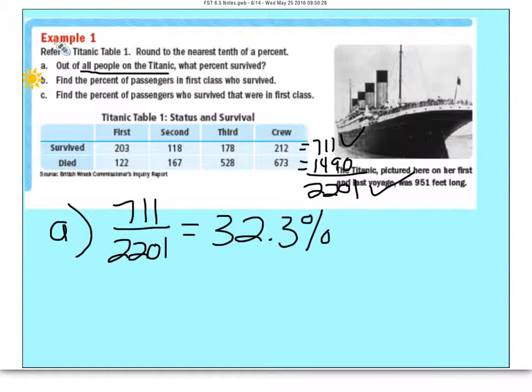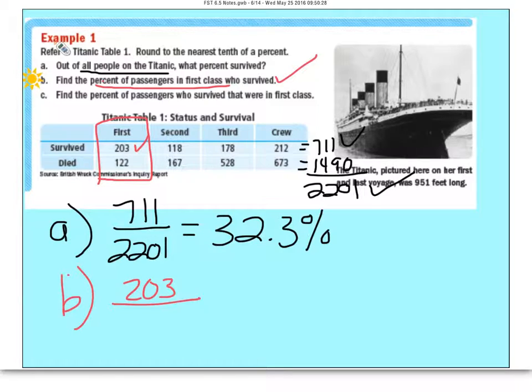Question B, find the percent of passengers in first class. So I'm going to stop right there. That's the group I'm looking at. So if I look at all the passengers in first class, those are the people we're looking at. Of those, who survived? Those are our survivors. So for part B, we're going to do the 203 people. Now, you do want to total up this column here. This totals to 325. So we'll do it out of 325. If you compute a percent, 62.5%.